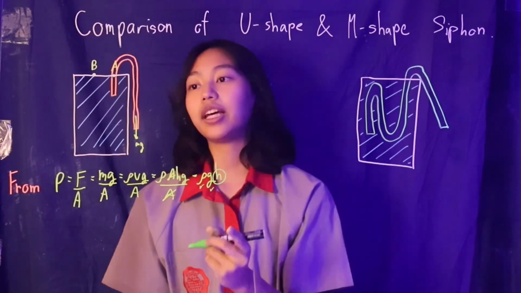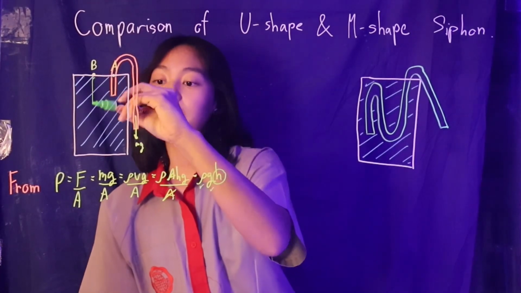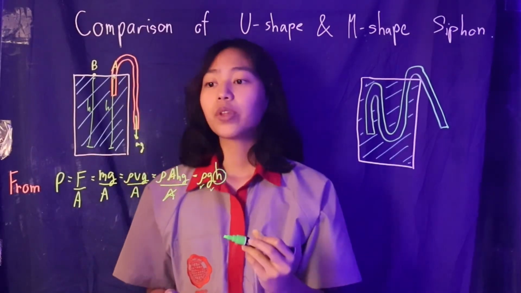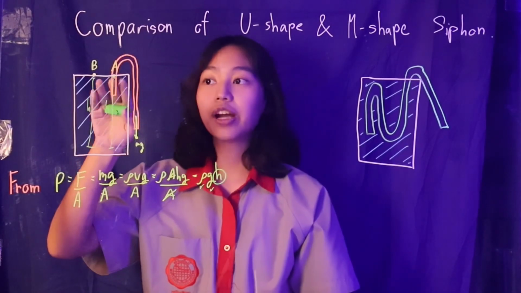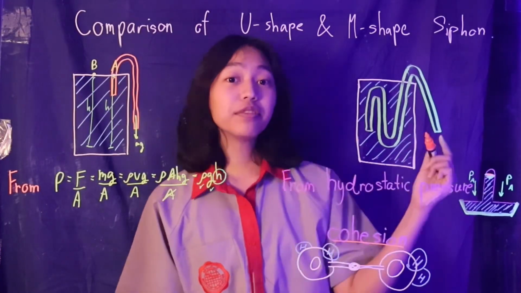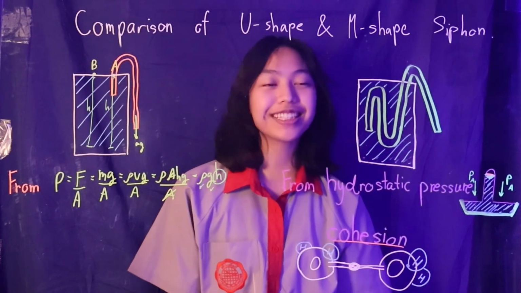So we're going to look at the h. A and B have the same height, which means that the pressure at A, inside the straw, and the pressure outside are equal. So let's move on to the M-shaped self-starting siphon.